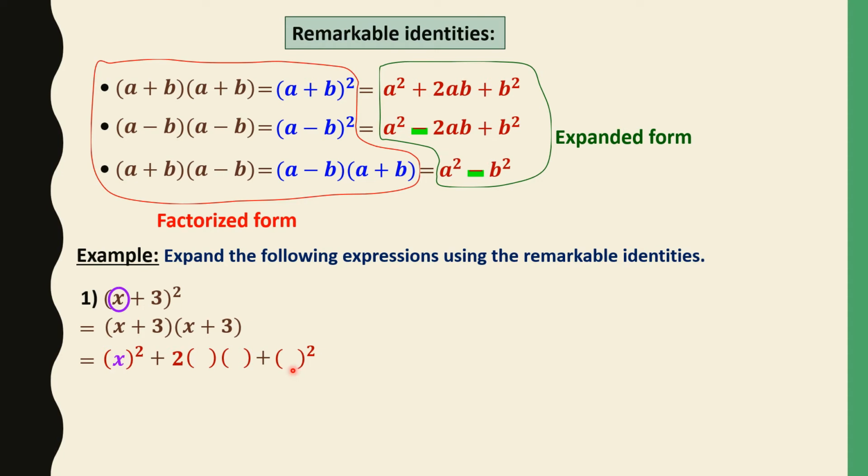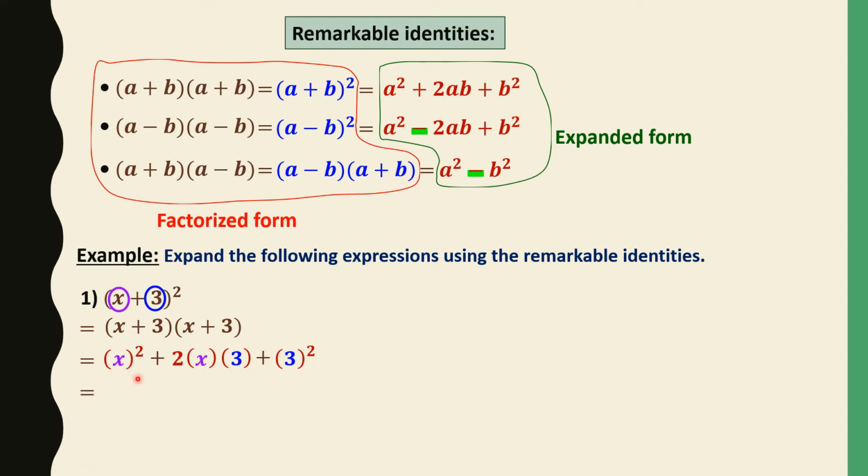And in the last parenthesis squared, in the second one, we place b, which here is 3. We write 3 here. And inside these two parentheses, we write a, b. It means x, then 3. We obtain x squared plus 2 into x into 3 plus 3 squared.